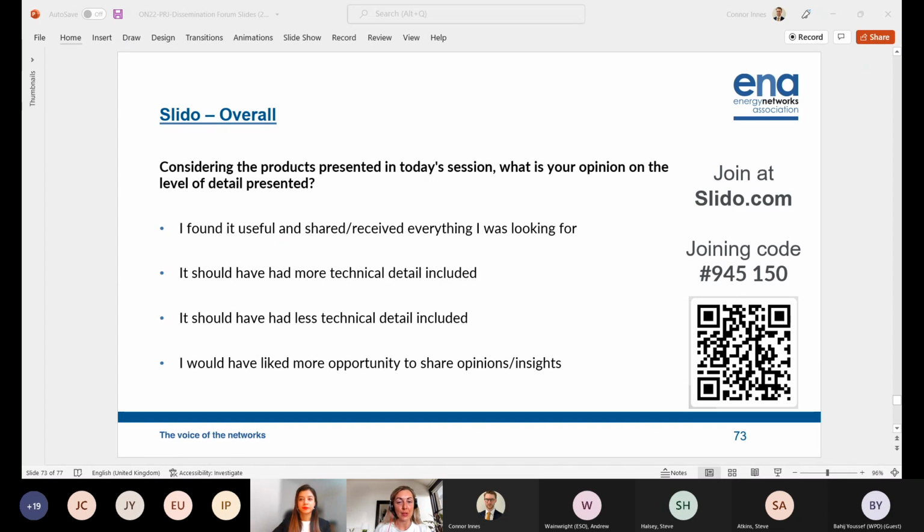So if we just go to this first question: considering the products presented in today's session, what is your opinion on the level of detail presented? I found it useful and received everything I was looking for, even if you maybe didn't know it previously, but you've realised that everything you've got is there. It should have had more technical detail, should have had less technical detail, and I would have liked more opportunity to share opinions and insights.